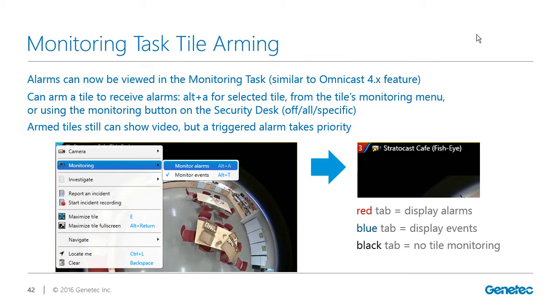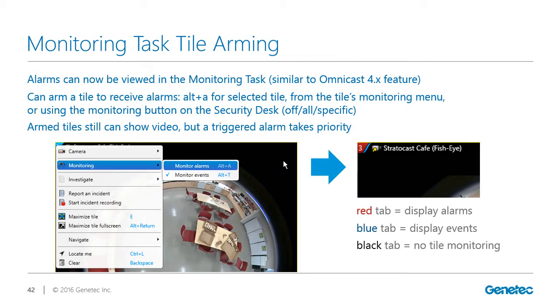So they added that in this version, and there's 3 ways you can actually arm a tile. You can either do it from the tile menu, so you just click on the tile number, go into monitoring, and choose monitor alarms. You can just select a tile and hold Alt and hit A, and that'll activate it as well. And you can also do it from the monitoring button on the bottom of the security desk. So you can turn it off for all tiles, you can turn it on for all tiles, or you can say specific ones.